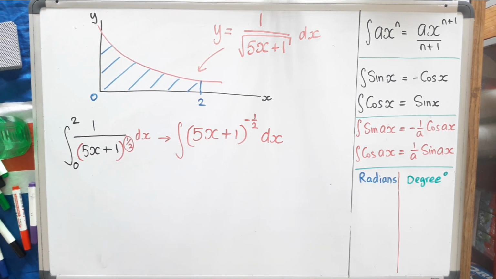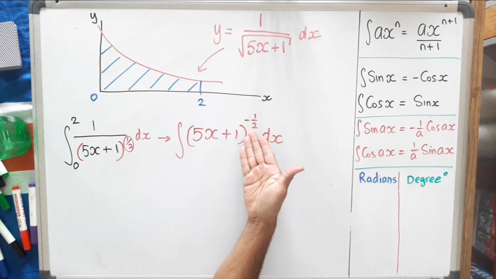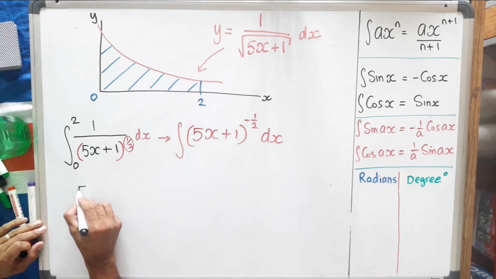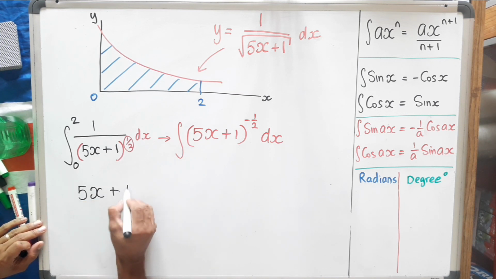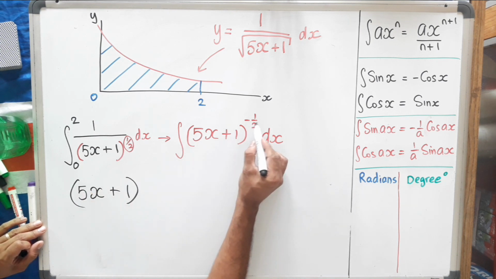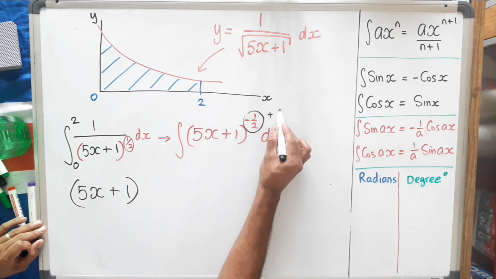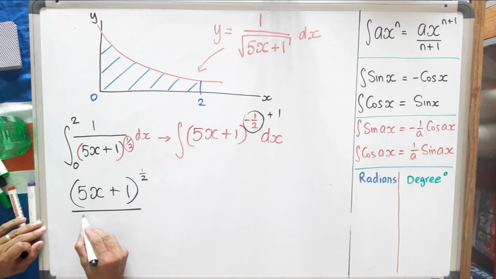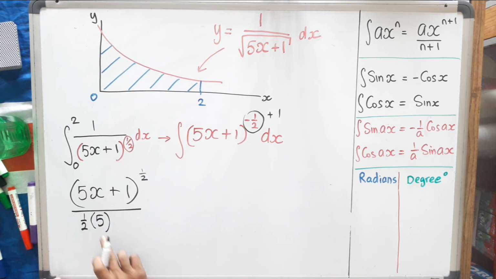Integrate this using the new formula. We have a power. We're going to add 1 to the power, divide by the new power, and the number touching x will jump underneath to meet it. So when we integrate, it would look like 5x plus 1 to the power of negative a half plus 1, which is positive a half. The positive a half goes underneath and the 5 joins it as well.